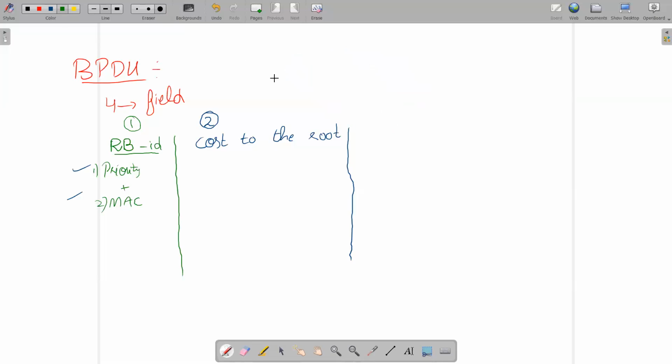And then the third field, which is sender ID. Sender means who is sending that BPDU. And again, in sender ID, we will look into two things. First thing is again the priority, and the second thing, MAC address.